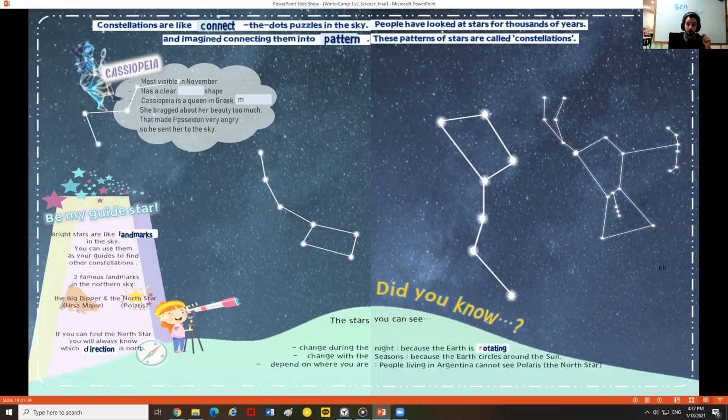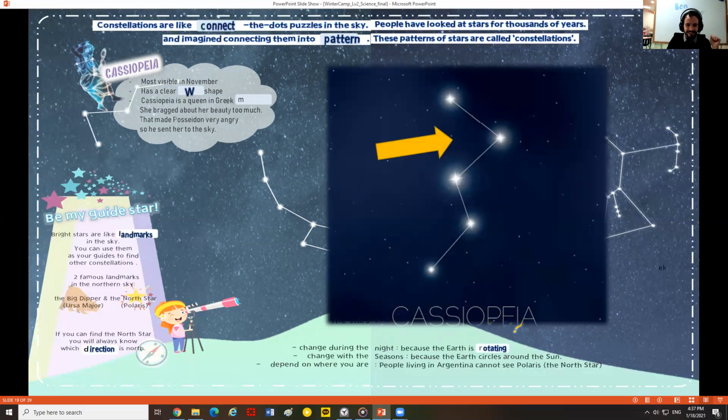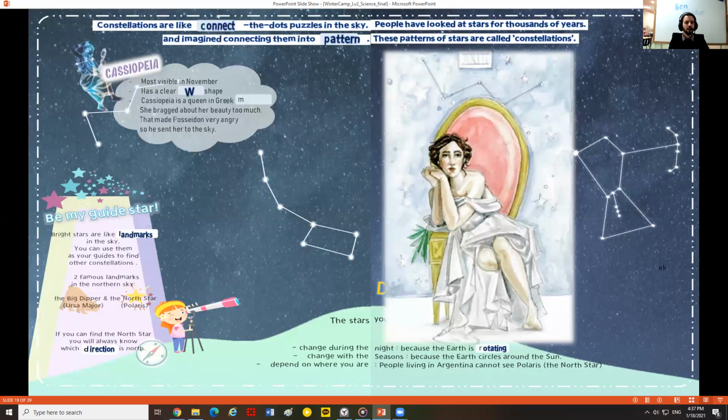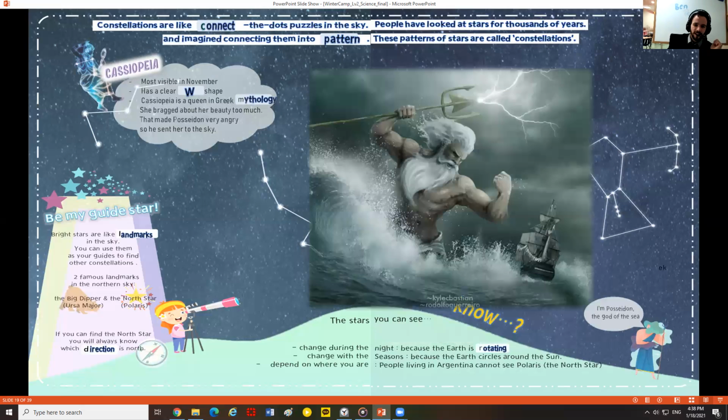Cassiopeia is a really famous constellation that is most visible in November. It has a clear, let's take a look. It has a clear W shape, like the letter W. Cassiopeia is a queen in Greek mythology who bragged about her beauty too much. And that made Poseidon very angry, so he sent her to the sky.